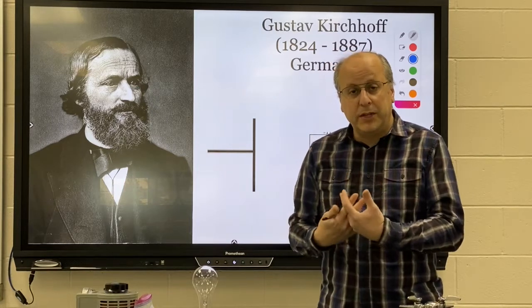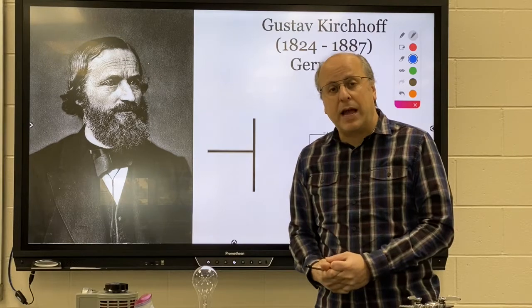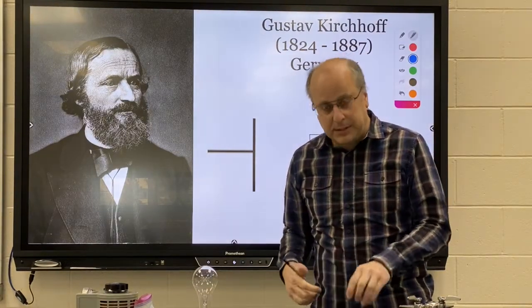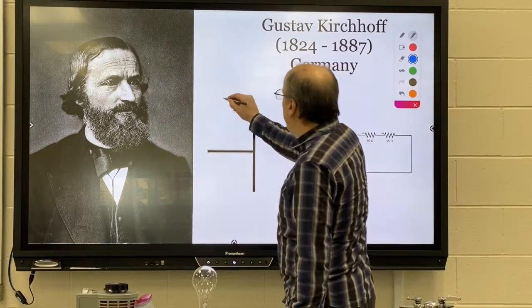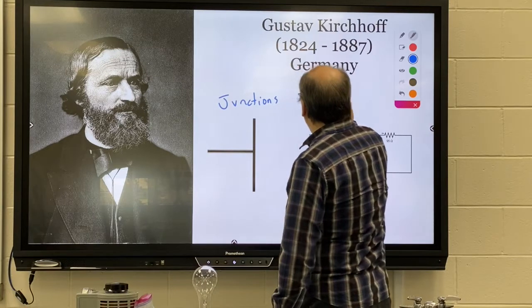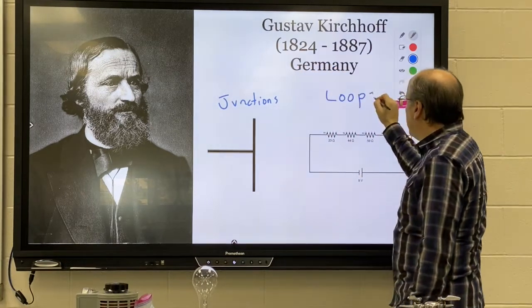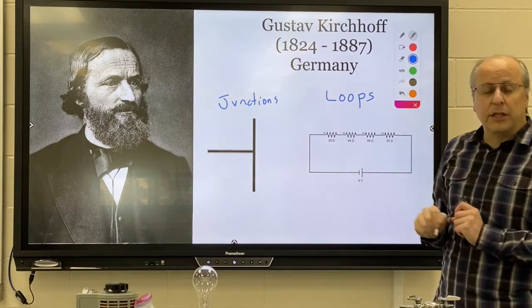Okay, so by learning these two simple rules, we can analyze a circuit no matter how complex that circuit happens to be. These two rules are going to center around junctions and loops. Okay, so the first rule is the junction rule. The second rule is the loop rule.